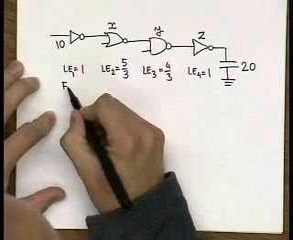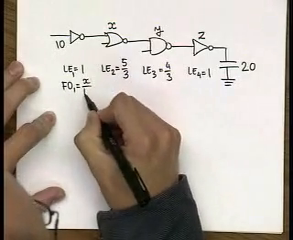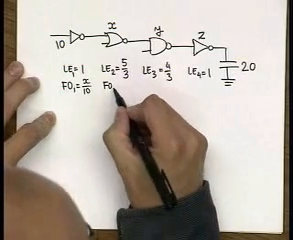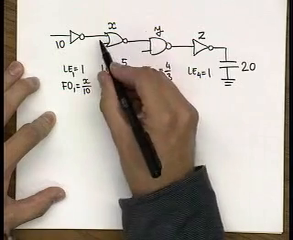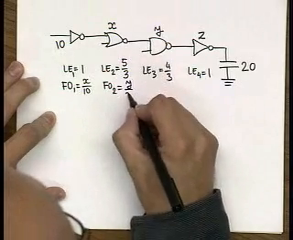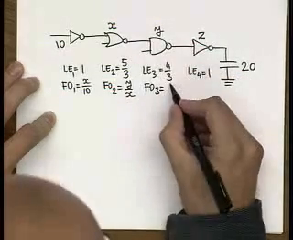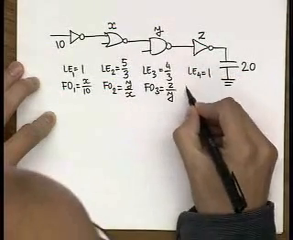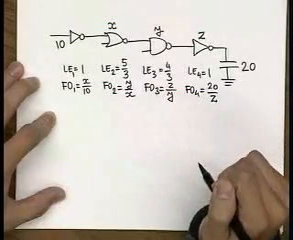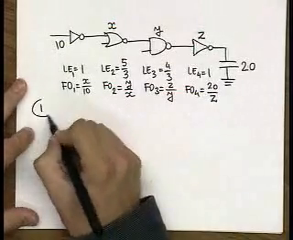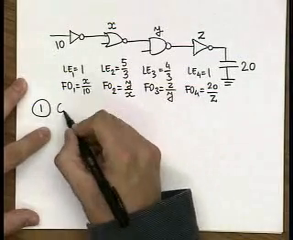Now, we also need the fan out. Fan out of stage 1 is equal to x over 10. Fan out of stage 2 is equal to output capacitance y over input capacitance x. Fan out of stage 3 is equal to z over y. And finally, fan out of stage 4 is equal to 20 over z. So first, what we need to do is compute the path effort.